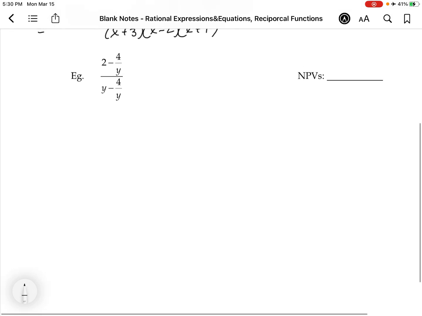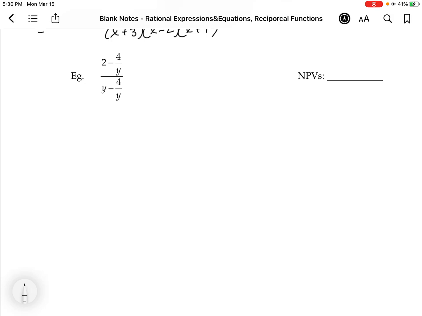Okay. And now we have this guy. And this is called a complex, well, I guess you'd call it a complex rational expression. A fraction within a fraction is called a complex fraction. So we can call this a complex rational expression if you want. And there's a couple of ways that we could approach this one. So I'm going to show you two ways of doing it.